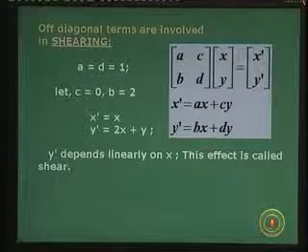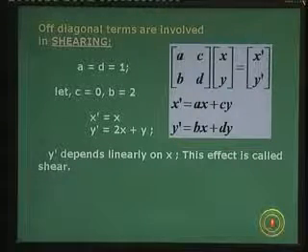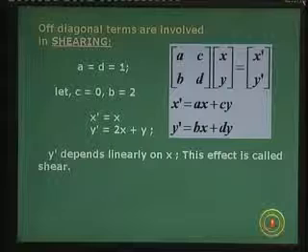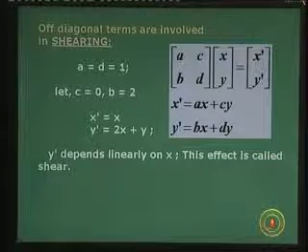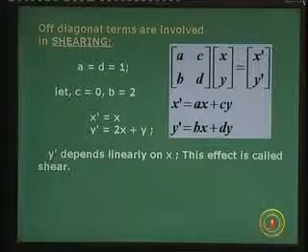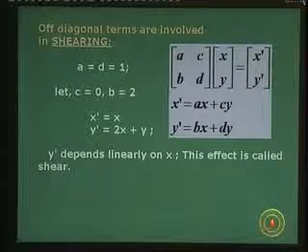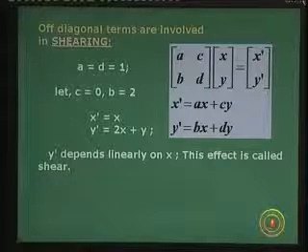We have x prime equals x. You can easily solve this out and find this equation: y prime equals 2x plus y. You see that this y prime, which is the new coordinate in y, linearly depends on x. This effect is called the shear. If y depends on x and x depends on y, it gives an effect of a shear in some sense, and you should be able to try that. That means the more you move along y prime, the more the x also is changing.